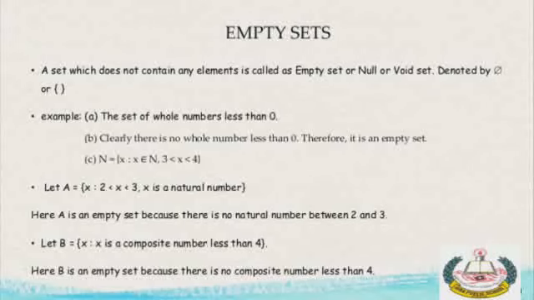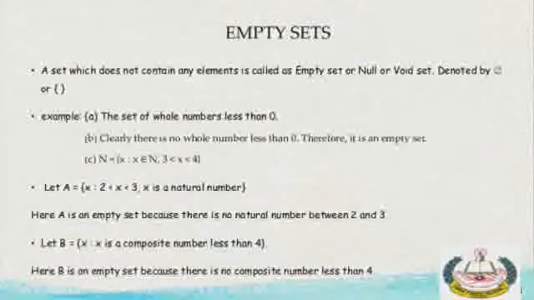C. {x such that x is a natural number greater than 3 and less than 4}. There is no element between 3 and 4, so it is an empty set. Let A = {x such that x is a natural number greater than 2 and less than 3}. There is no element between 2 and 3, so it is also called an empty set.